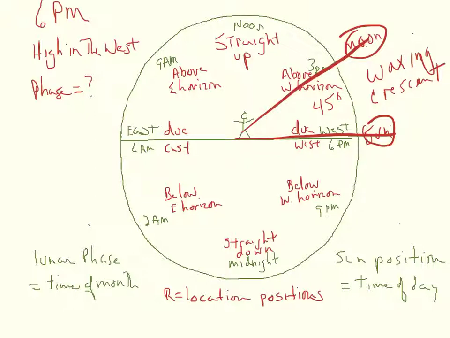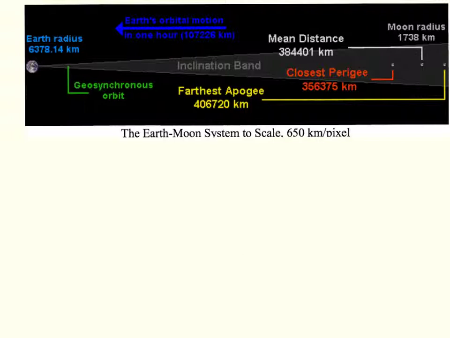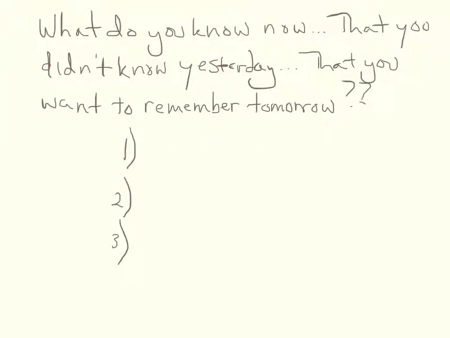Got it? All right, so I think this has got to be long enough here, so I'm going to skip the next few frames, this picture here. And what I'd like you to do in your notebook right now is, what do you know now that you didn't know yesterday that you want to remember tomorrow? Can you write down 3 things for me? Here, here, and here, that you want to remember about how phases work. And then we can talk. Thank you very much.